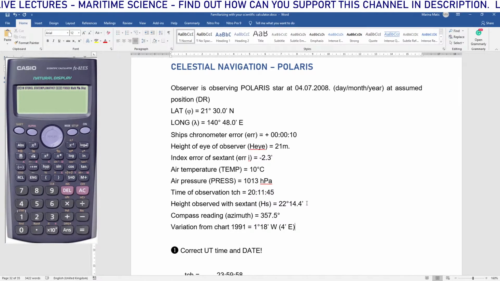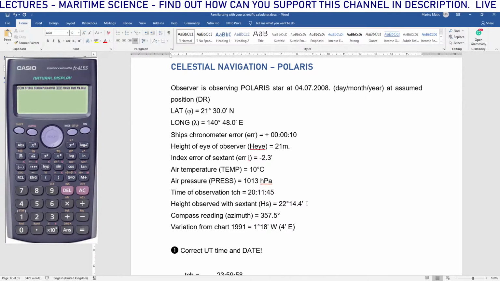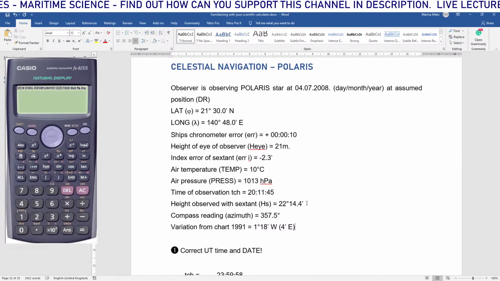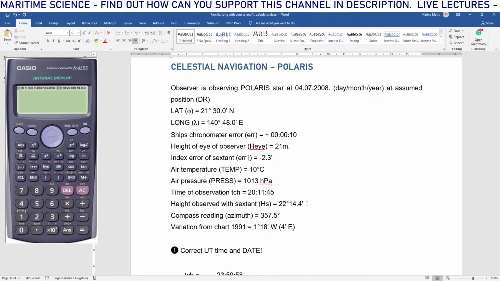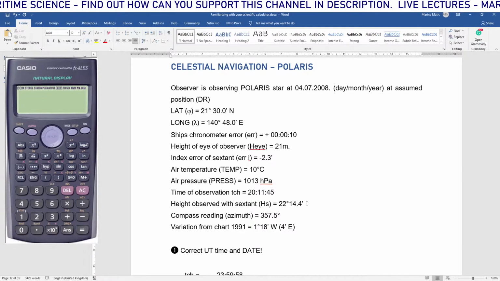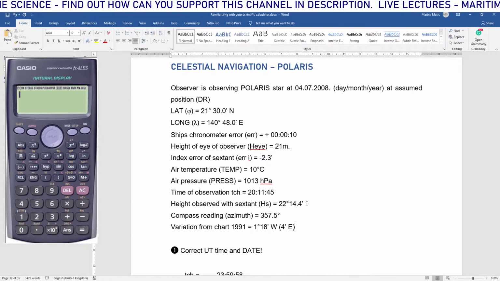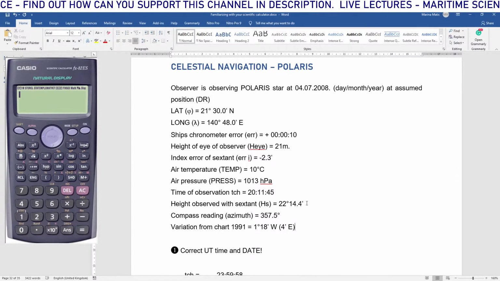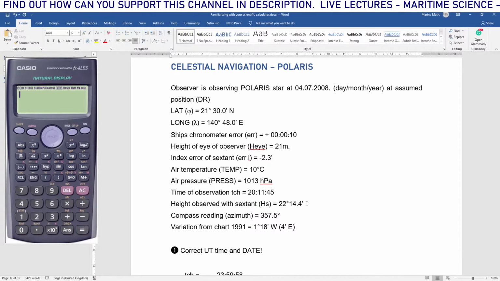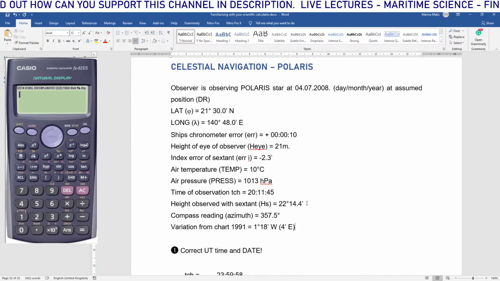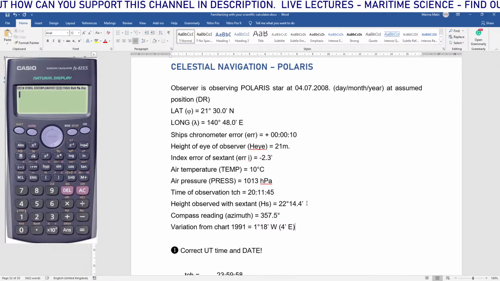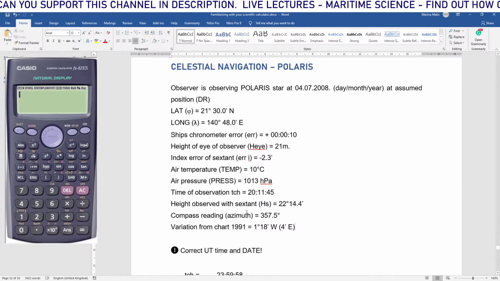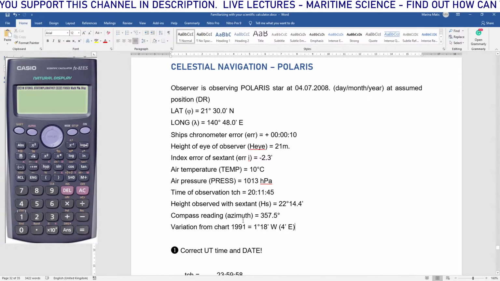Okay, so this is the task, and it's asking us to calculate the latitude of observation. That's the benefit of Polaris. Polaris gives us directly the latitude of our position, not like any other star that gives us an angle and error. So it doesn't give us just one of the coordinates. Polaris star gives us directly the latitude of observation. And we also have to calculate the error of our compass. We have to calculate the deviation of our compass by using the compass reading and variation from chart.